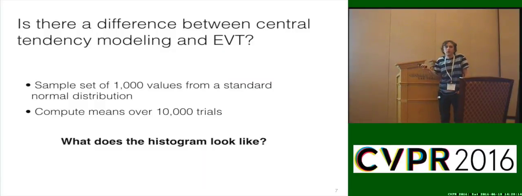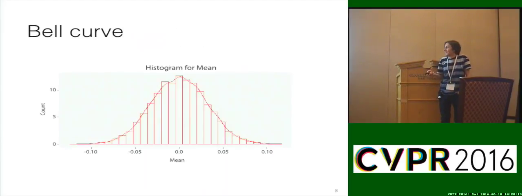What does the histogram look like for this? Any guesses? Yeah, exactly. It's the familiar bell curve. That's exactly what we expect.